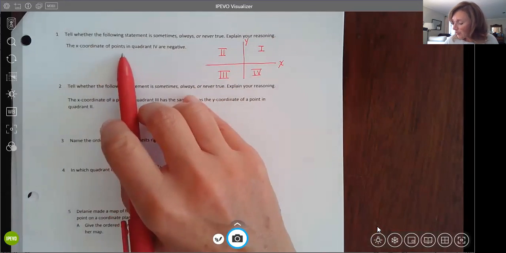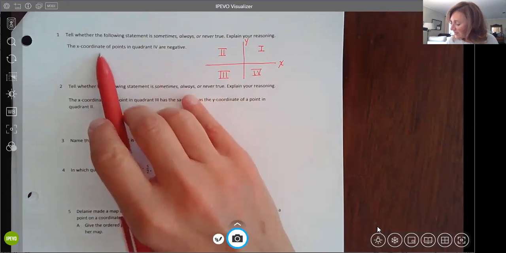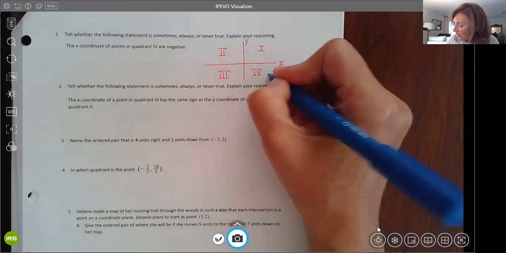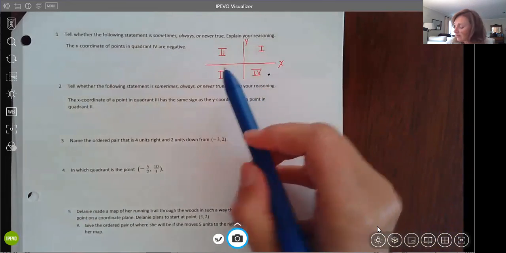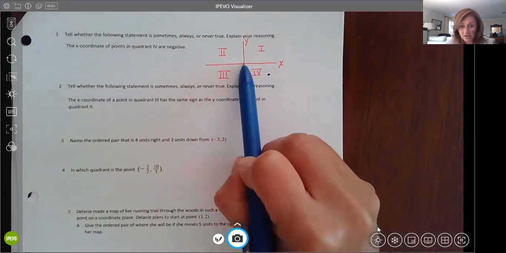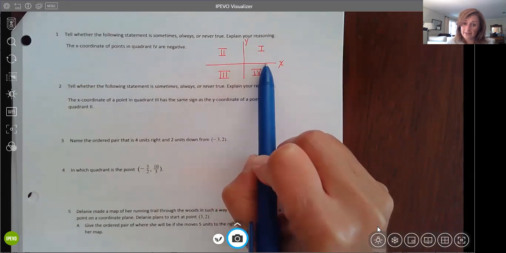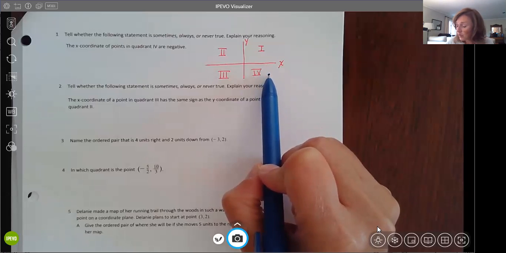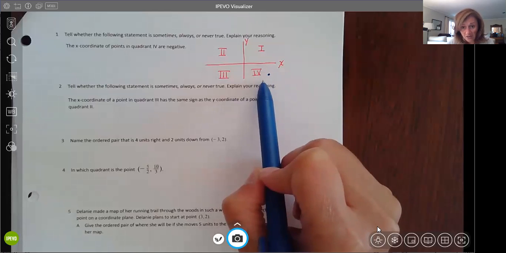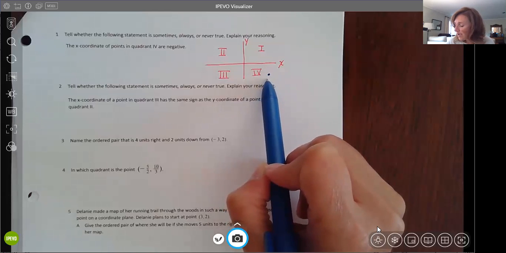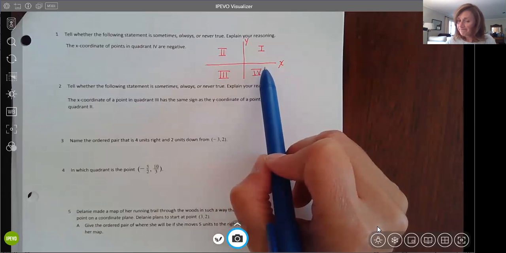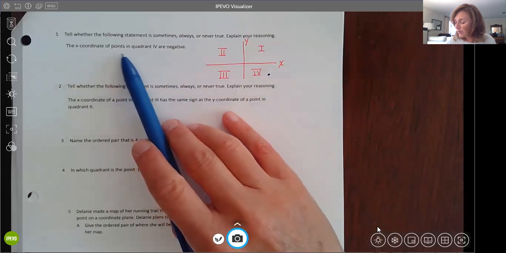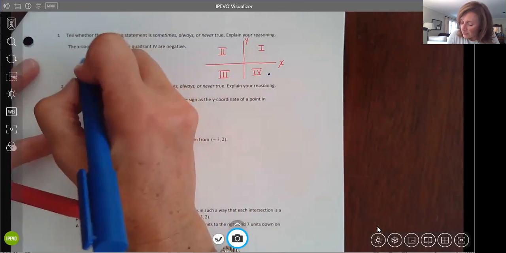So the coordinates of the points in quadrant 4, the x coordinates, so if we're over here in quadrant 4, is the x value going to be positive or negative? Well, to get over there, I would start at the origin and I would go to the right. So if I go to the right, that's a positive x. The y's would be negative, right? I have to go down. So that would be negative y's. But if I work my way to the right, then it is never true. The x coordinate of points in quadrant 4 are negative. This is never true.